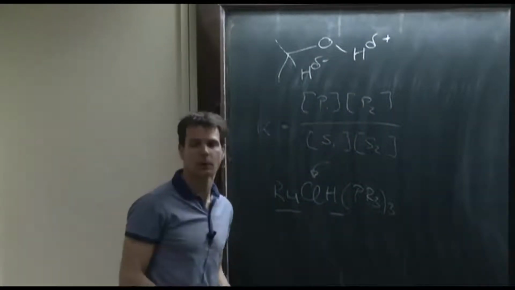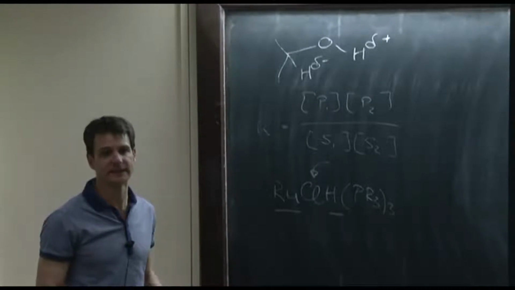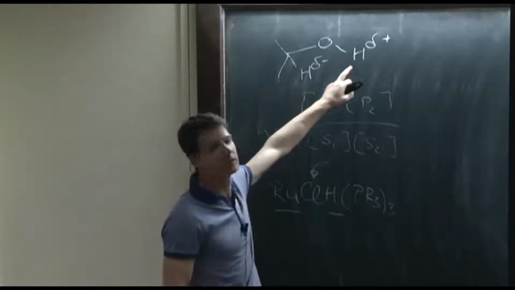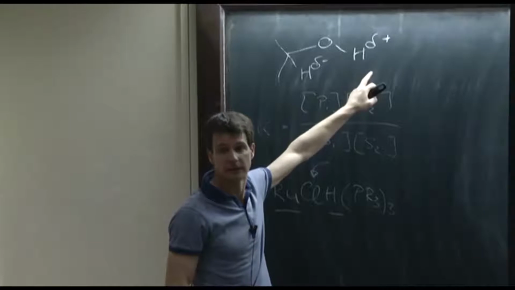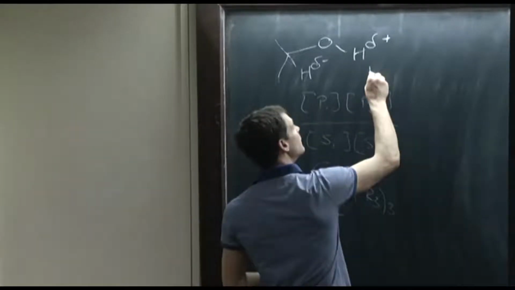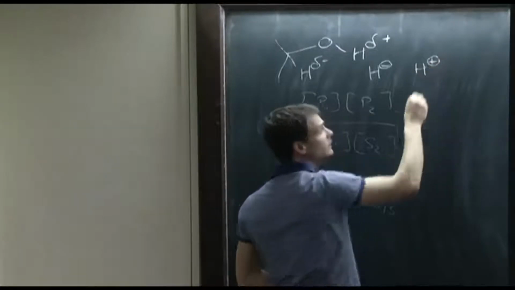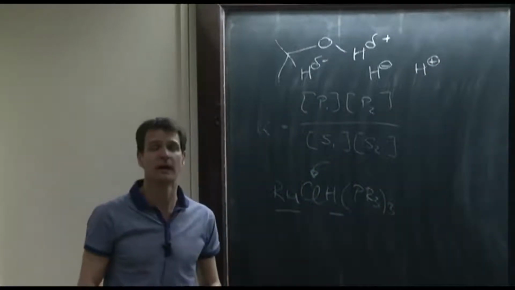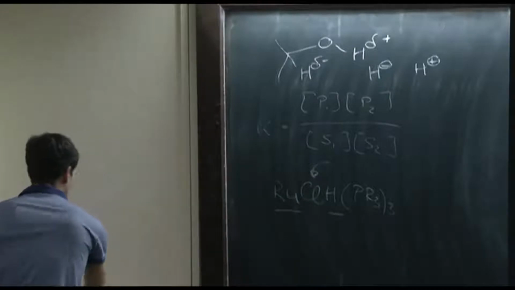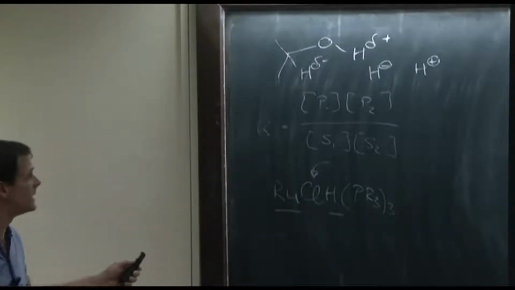In isopropanol, one hydrogen is more hydridic, more a hydride, and the other one is more protonic. So we formally have, in the extreme case, we don't deliver dihydrogen, but we dispatch a hydride and a proton. This identity is totally lost in this mechanism.